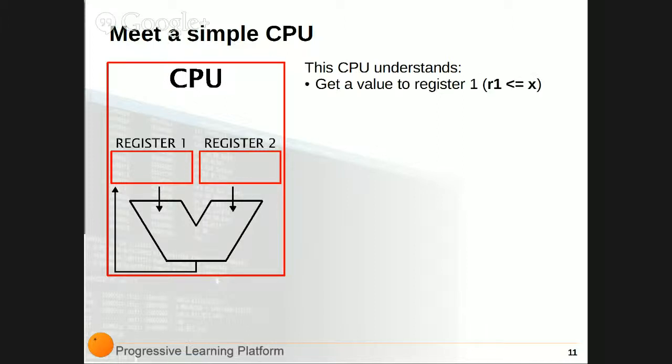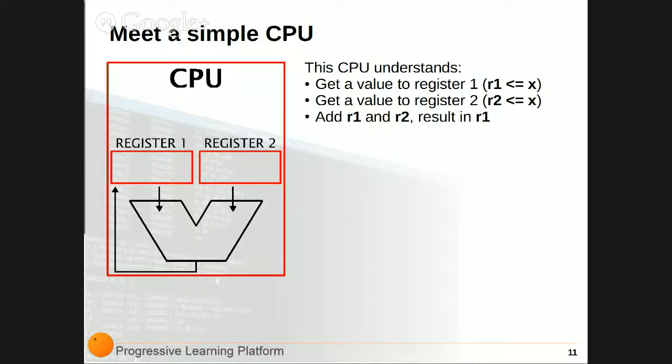First, we need to get some value to the CPU for it to do any useful work, right? So we have an instruction that says get a value to register 1. So you provide a value, and the CPU will put that value in register 1. Second one will be get a value to register 2. Does that make sense?